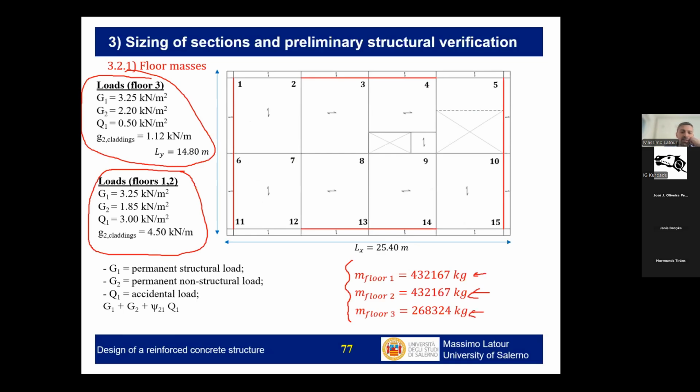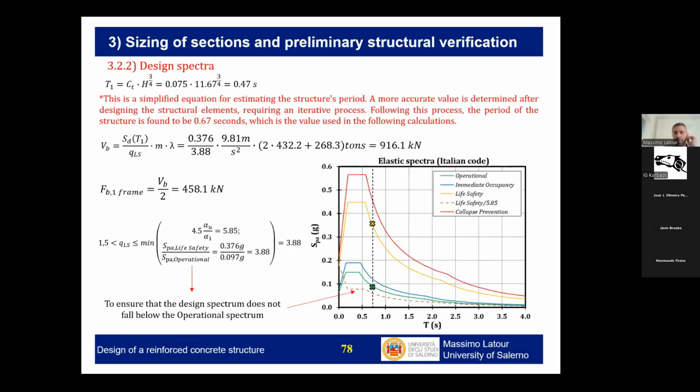For the third story, the mass in this example will be a little bit lower because we don't have partition walls or claddings in the top story, and we have snow load, which is considered with a lower contemporaneity factor in case of seismic action. So starting from this mass, if we multiply it by the spectral acceleration, we will get the design forces. Here there is another note that you can see in this slide.